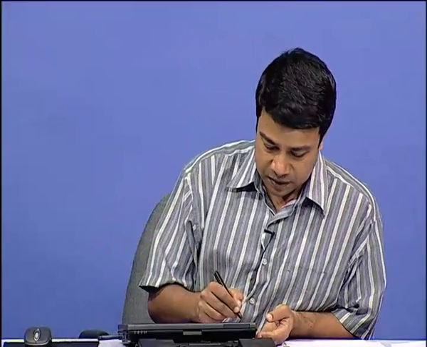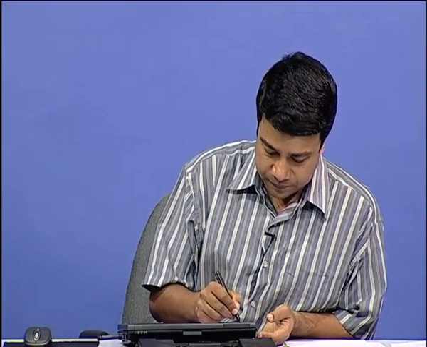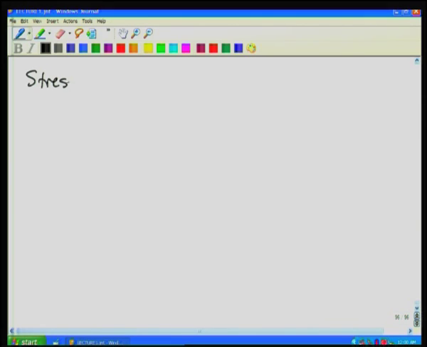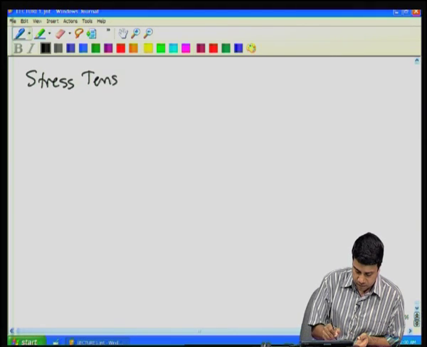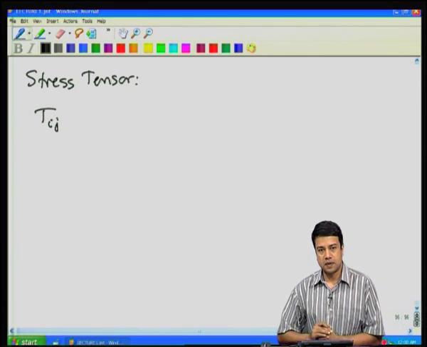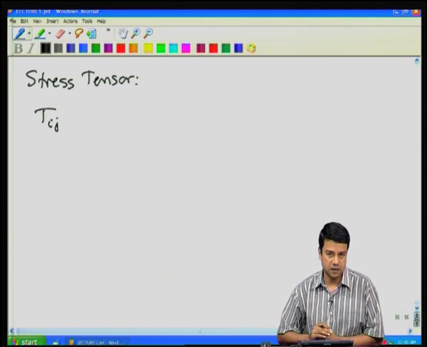So, welcome to this lecture number 12 of our course on fundamentals of transport processes 2, where we were just getting into the constitutive relation for the stress in a fluid. So, as we briefly discussed in the last lecture, the stress tensor Tij is the force per unit area in the i direction acting at a surface whose unit normal is in the j direction.